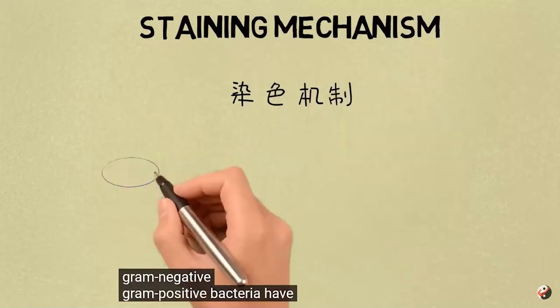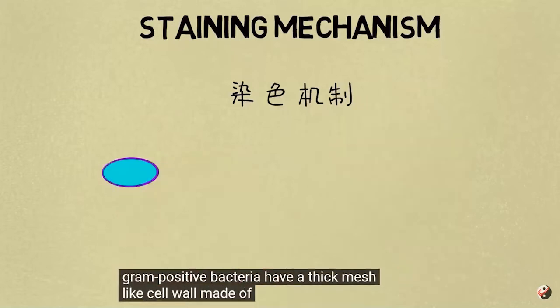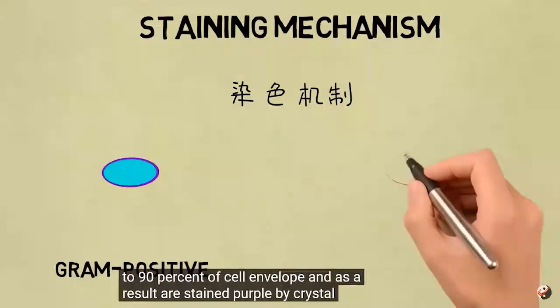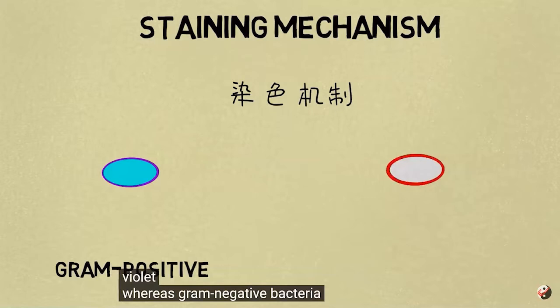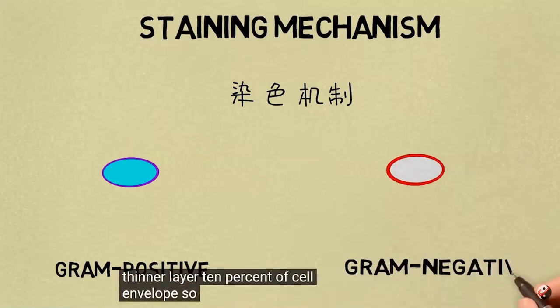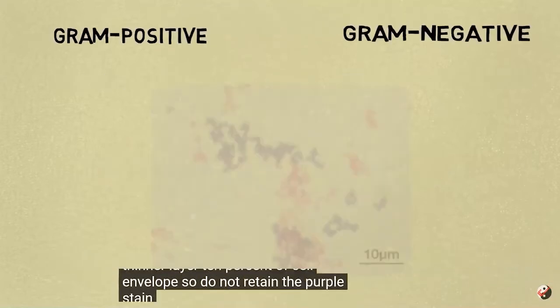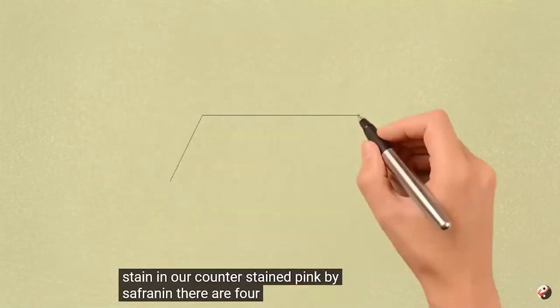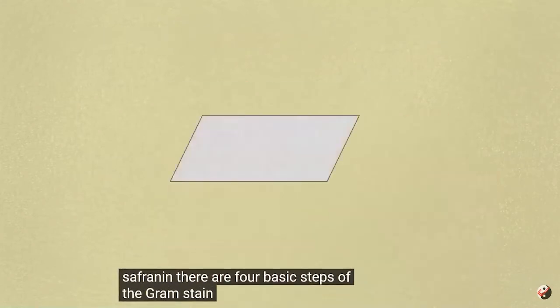Gram-positive bacteria have a thick mesh-like cell wall made of peptidoglycan, 50 to 90% of the cell envelope, and as a result are stained purple by crystal violet, whereas Gram-negative bacteria have a thinner layer, 10% of the cell envelope, so do not retain the purple stain and are counterstained pink by safranine. There are 4 basic steps of the Gram stain.